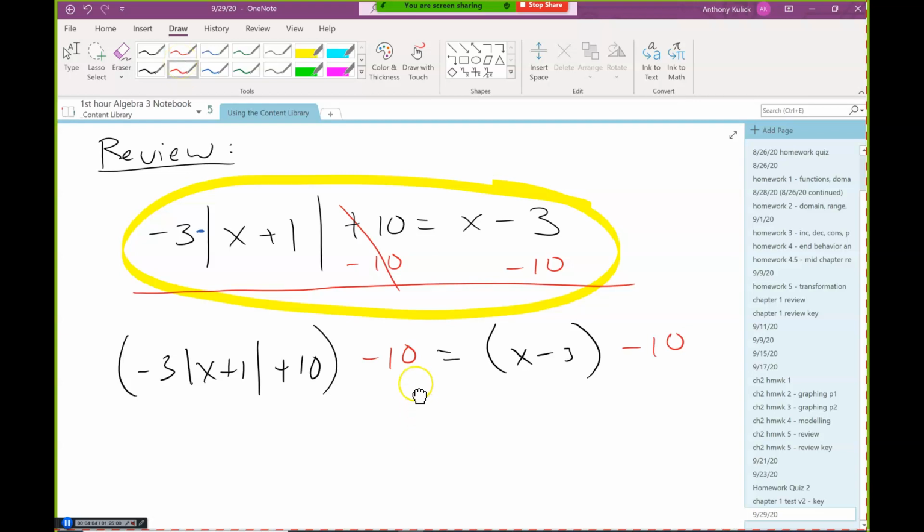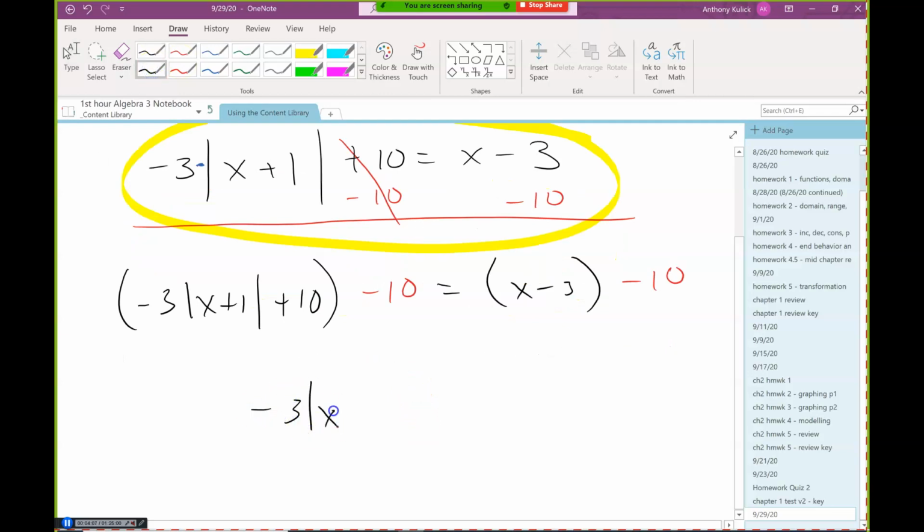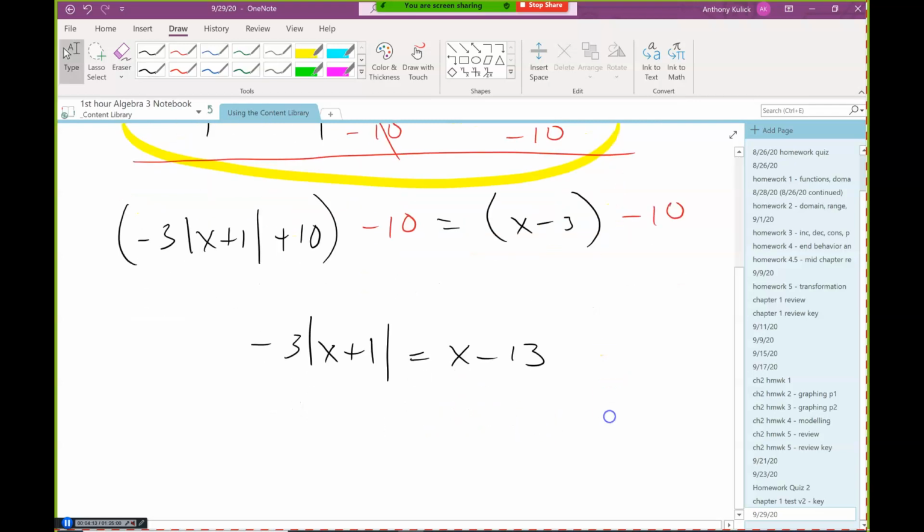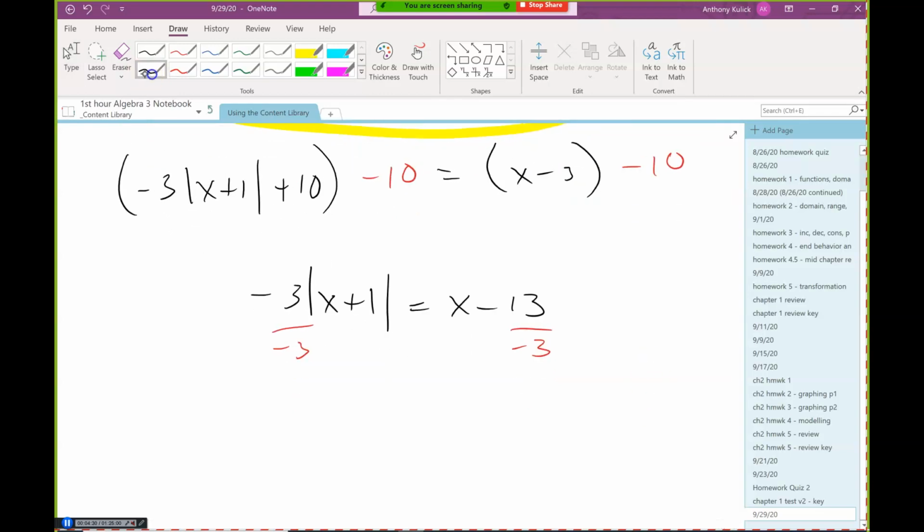However, on the next step, we need to be quite careful about when we divide to both sides. I saw lots of students in this setting do something like this. This is not correct. Dividing by negative 3 is what we want to do. But the issue is when we divide by negative 3, we need to think about doing that to the entire side.